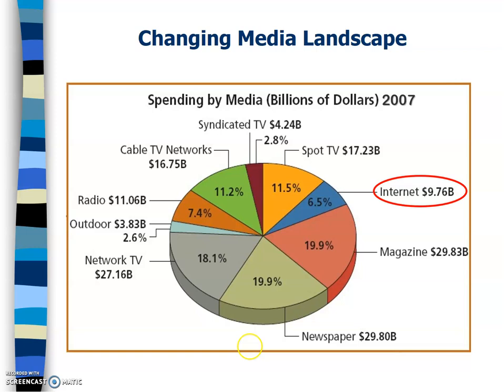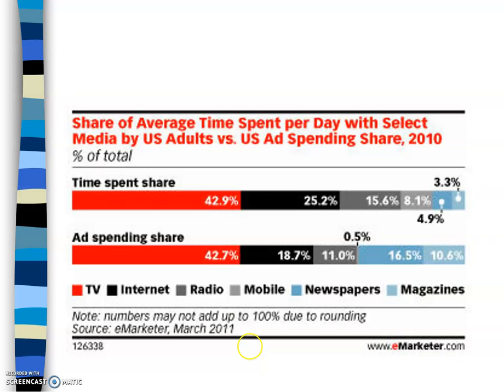But over time, what do you think happened? Well, probably you can guess, right, that the internet started climbing in importance. Back then, though, people were spending disproportionately. They were spending incorrectly because they were stuck in traditional ways of thinking, so the time people were spending on different media didn't match up with how much the advertisers were spending.